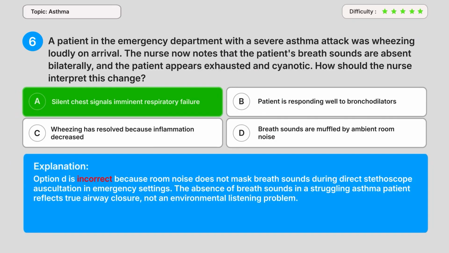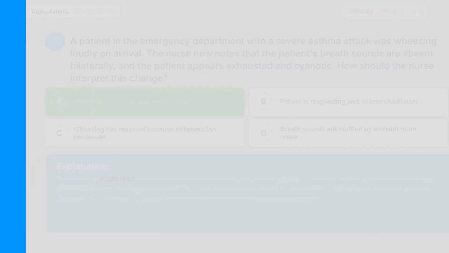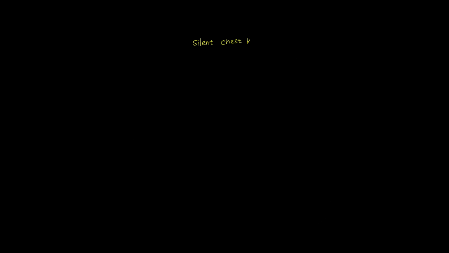Option D is incorrect because room noise does not mask breath sounds during direct stethoscope auscultation in emergency settings. The absence of breath sounds in a struggling asthma patient reflects true airway closure, not an environmental listening problem. This is one of the scariest findings in respiratory nursing, and students need to recognize it instantly. Silent chest in an asthma patient does not mean the patient got better. It means no air is moving at all.